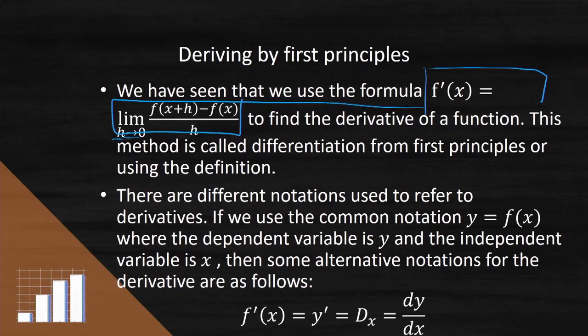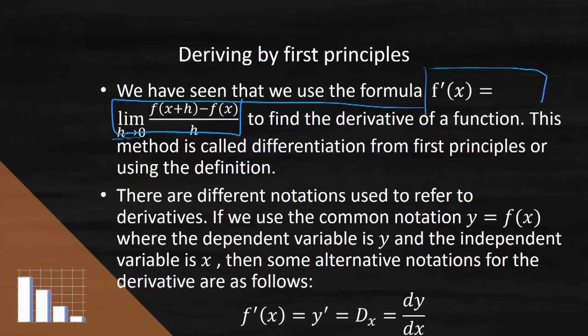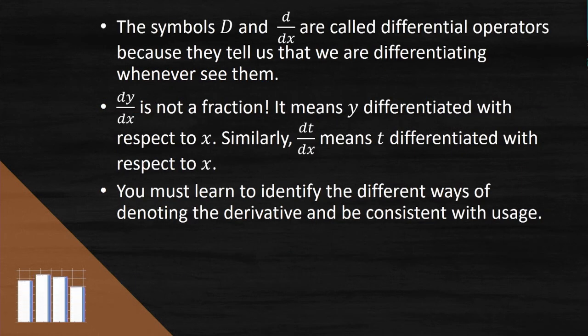There are also different ways that we can represent that we are finding the derivative. If we use the functional notation y is equal to f of x, then we can say that f prime x tells me that I'm finding the derivative. y prime also tells me I'm finding the derivative. d of x, or differential of x, or dy dx all tell me that I'm looking for the derivative. Now those symbols, d and d dx, are called differential operators. And the reason we call them differential operators is they tell us that we are differentiating whenever we see them.